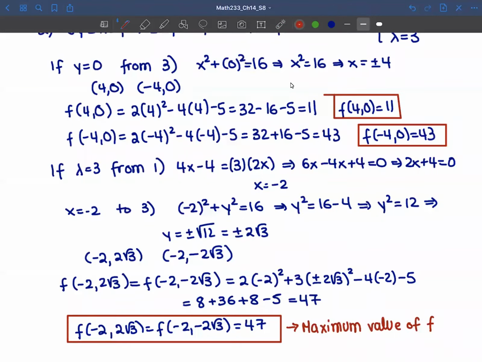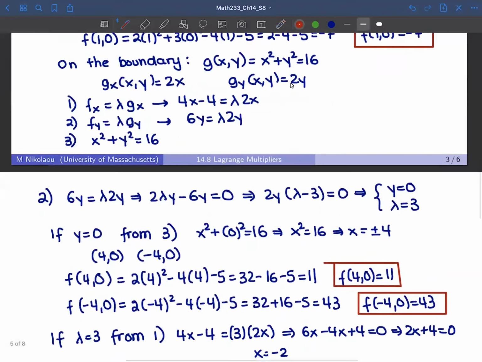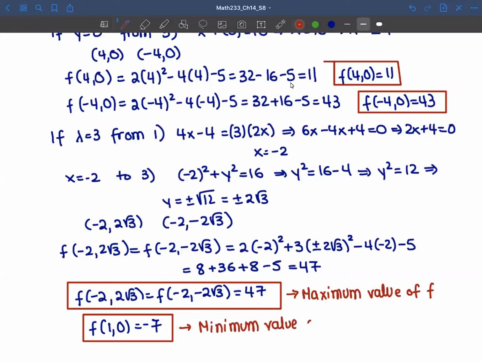And also checking 47, 43, 11, and -7, we see that -7 is actually the minimum value of the function f. So let's write that here. The value of f at the point (1, 0), which is equal to -7, is the minimum value of the function f.